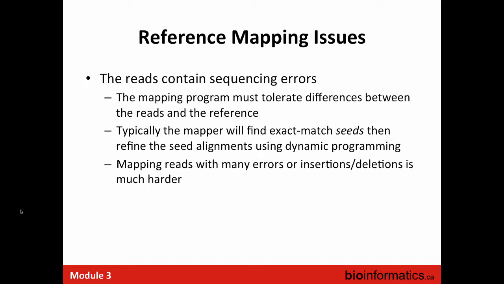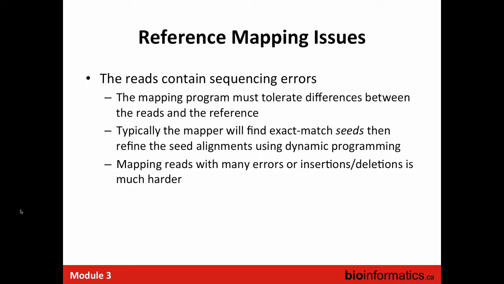Now, what does the read mapper need to consider when it's mapping reads to a reference genome? Well, first it needs to consider the fact that there are sequencing errors. We can't just look for exact matches between the read that we're mapping and the reference genome. We need to consider that there are going to be differences because of the sequencing errors that we talked about. So the read mapping program must be tolerant of differences between the reads and the reference genome.